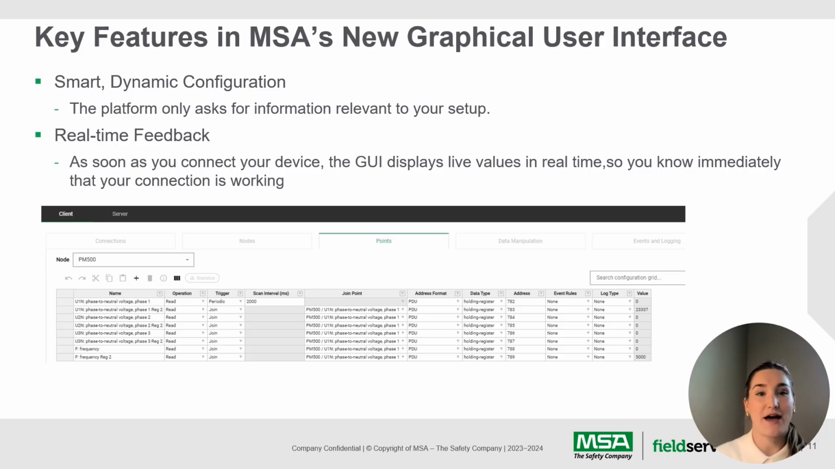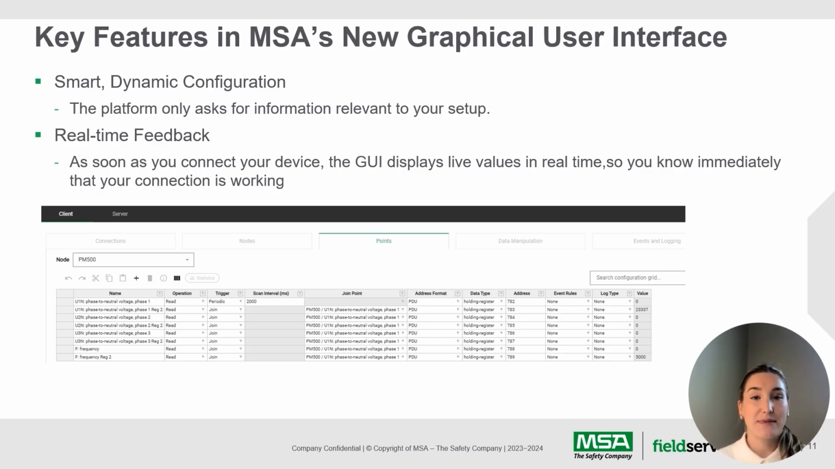I do want to highlight key features in the Modbus IoT Gateway platform that I find very useful even for novice users and that truly set this platform apart. First would be the smart dynamic configuration experience. The platform only asks you for information that's relevant to the setup that you're currently working on. For example, if you're configuring a Modbus connection, the system automatically detects that and only shows fields specific to Modbus. Nothing more, nothing less. It's intuitive and it minimizes confusion, especially for users who may not be protocol experts.